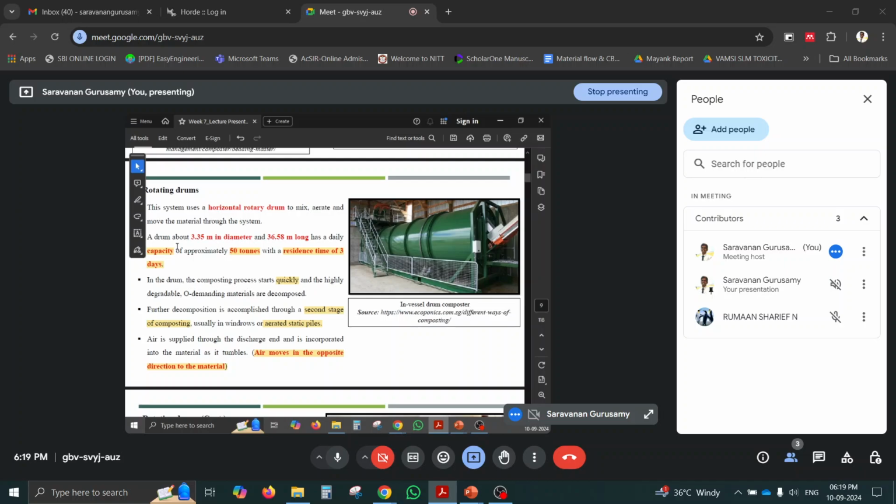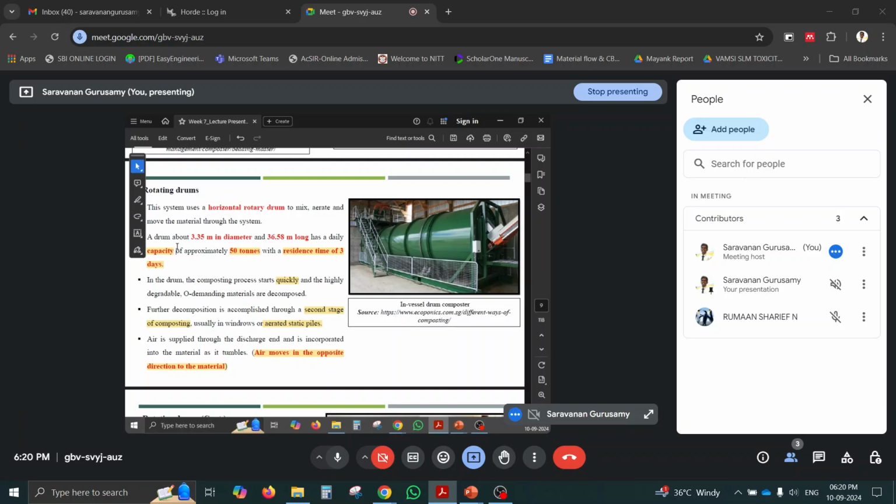So once in 3 days we can handle it. So 50 tons by 3 days, it will be around 20 tons per day. If the village or town has a generation rate of 20 tons per day of organic matter, then we can go with this type of drum composting.